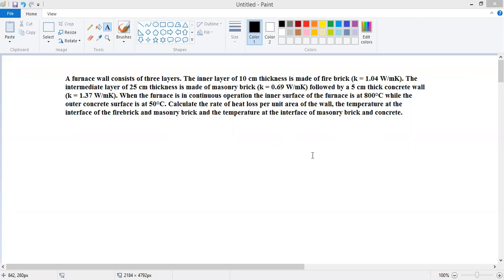So already we have seen the derivative of the composite wall. So find out the heat transfer rate. In this problem, we find out the heat transfer per unit area. That means Q is the heat transfer, and per unit area means Q by A. So we find out the heat transfer rate with respect to per unit area.